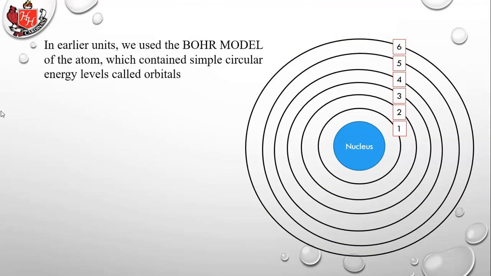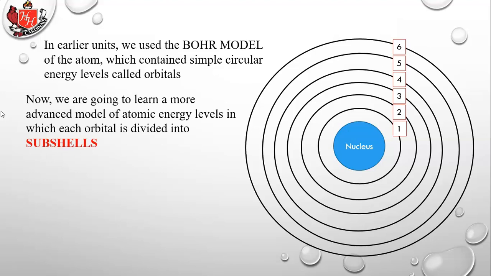In earlier units, we used the Bohr model of the atom, which contained simple circular energy levels. We called them orbitals, and they were just simply these circles. We acted as though the electrons went around in these circles. We said that they didn't, but we acted as though they did, just because it's a simple model, and it was as complicated a model as you needed to understand what we were trying to teach. You don't use a more complicated model than you need to understand a concept. Otherwise, it just makes the concept confusing. So we just said the orbitals are these nice circles, and there you can see 6 orbitals around the nucleus of an atom.